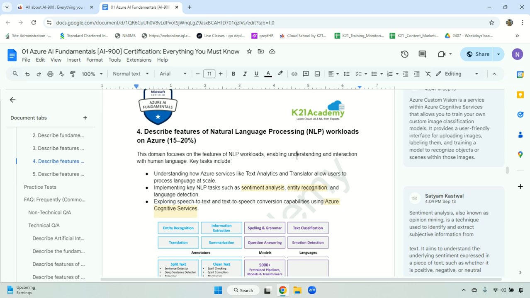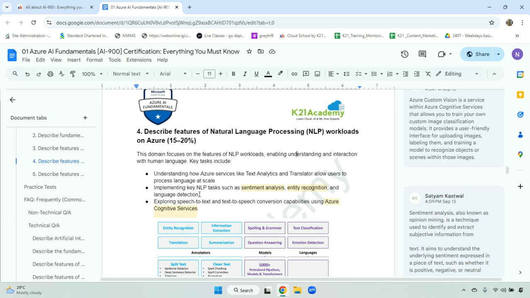Then moving to the fourth domain. The fourth domain is about describing the features of natural language processing workloads on Azure, which has a weightage of 15 to 20%. This domain focuses on the features of NLP workloads. The key tasks it includes are understanding how Azure services like Text Analytics and Translator allow users to process language at scale.